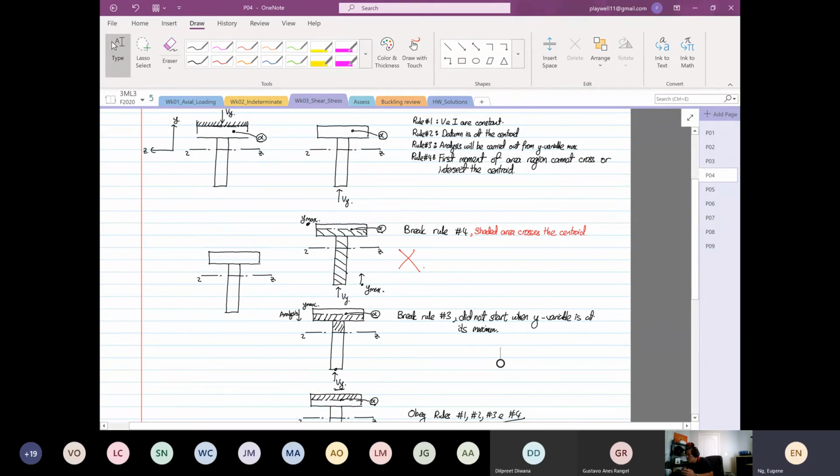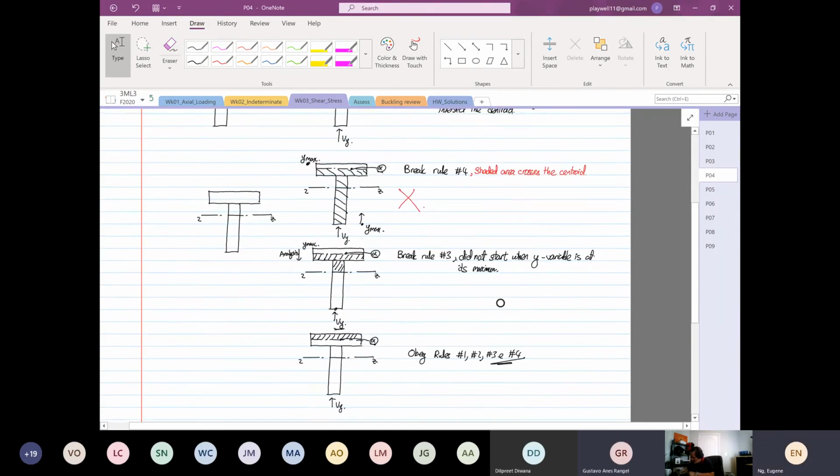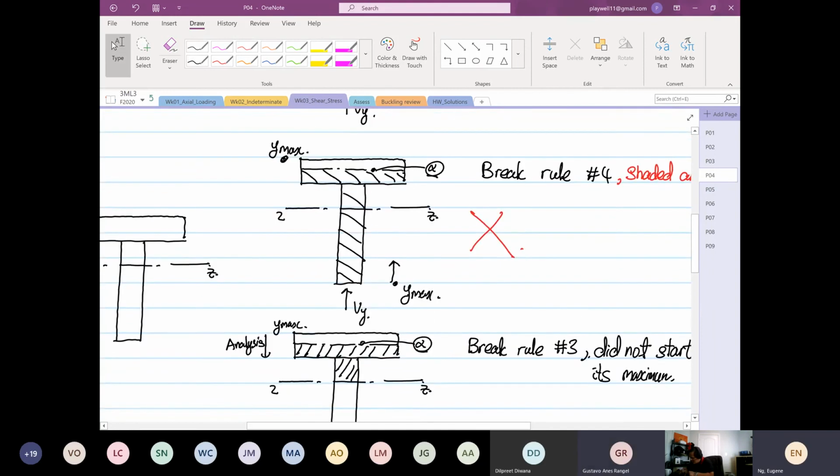Yes or no? I see how the rules are applied, but I really didn't understand why rule 4 is important. Why rule 4 is important? Because if you look at this scenario, which area are you going to take?